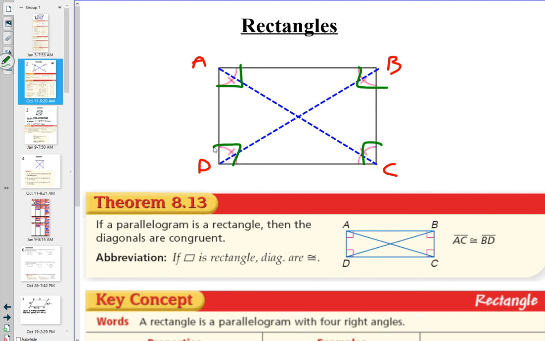The most basic property for a parallelogram is both pairs of opposite sides are parallel. For a rectangle, it's that all four angles are congruent. And on a quadrilateral, if all four angles are congruent, how much does each of those angles measure? Every quadrilateral has 360 degrees inside of it. 90, yeah. If you divide by 4, you get 90.